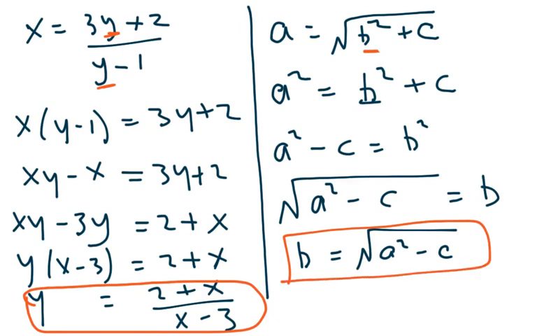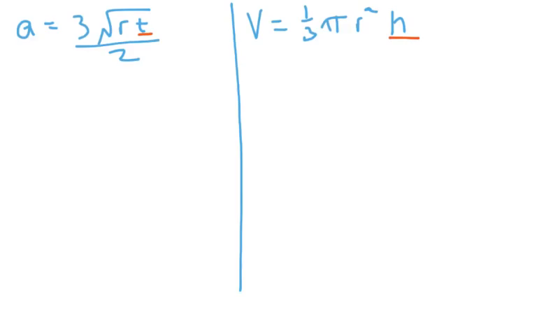Let's do two or three more of the more substantial ones, and then we're done. So we're trying to make t the subject of this one here. So I'm going to multiply both sides by 2. It's going to give me 2a is equal to 3 root t.